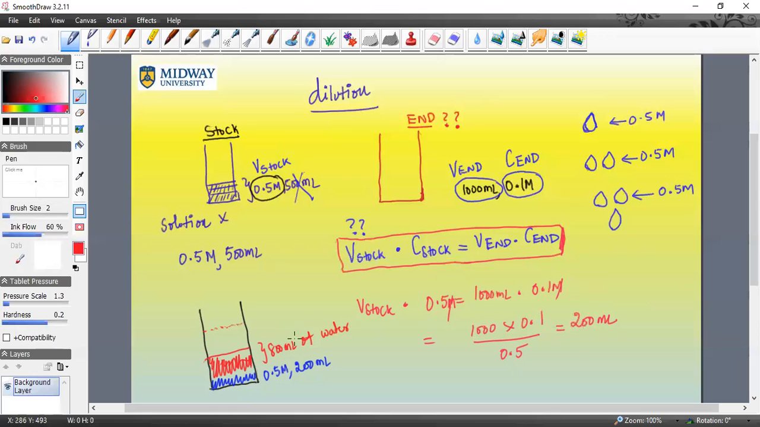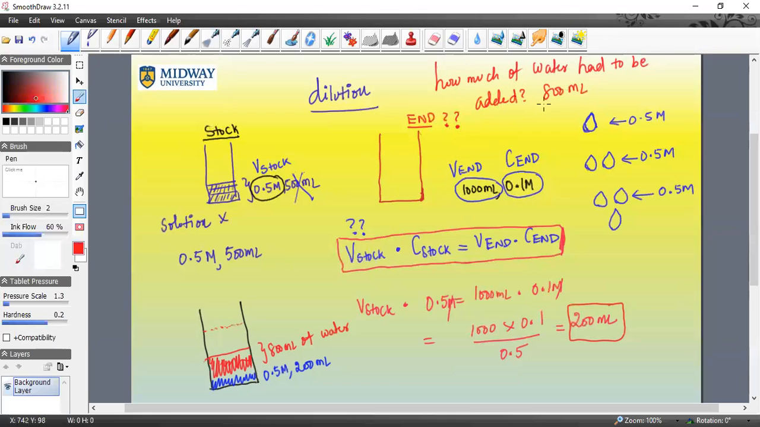So the key here is the problem is just asking how much of the stock would you need. The answer is 200, okay? But I am going to extend this since I am here. I'm going to extend the question to how much water would be needed, how much water had to be added. Well, we want 1000. We know we add 200 from the stock. So that means we have to add 800. So these are two different questions. Don't mix them up, all right?